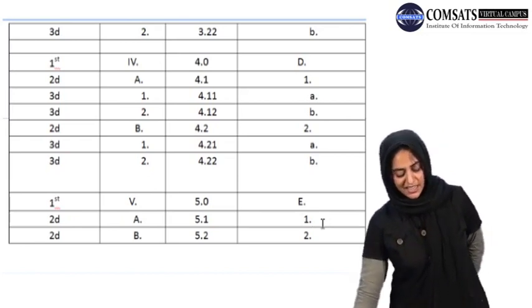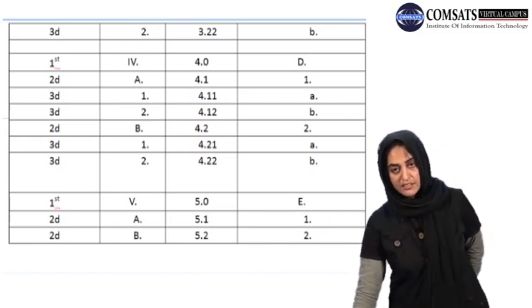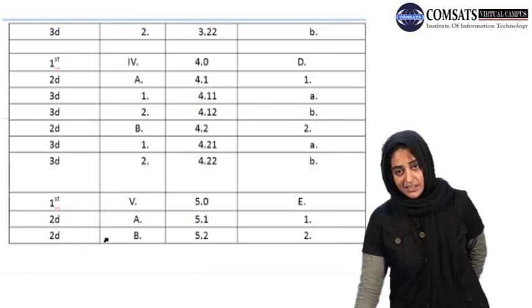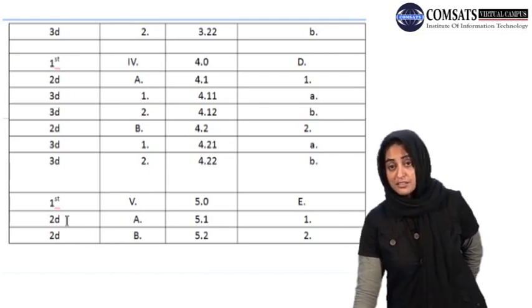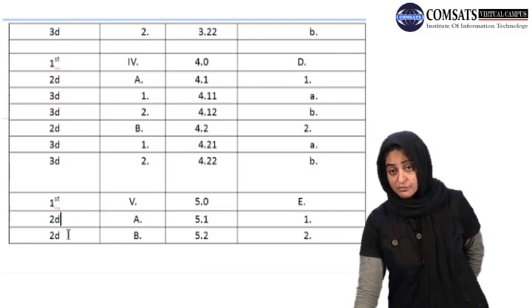Dear students, after the second degree we are having another second degree over here, as you can see. Now this second degree is also making a subheading of the same first degree. The second degree, when it appeared for the first time, is also the subheading of the same first degree. When we are having another second degree after the same second degree under the same first degree, it is also making the subheading of the same first degree.